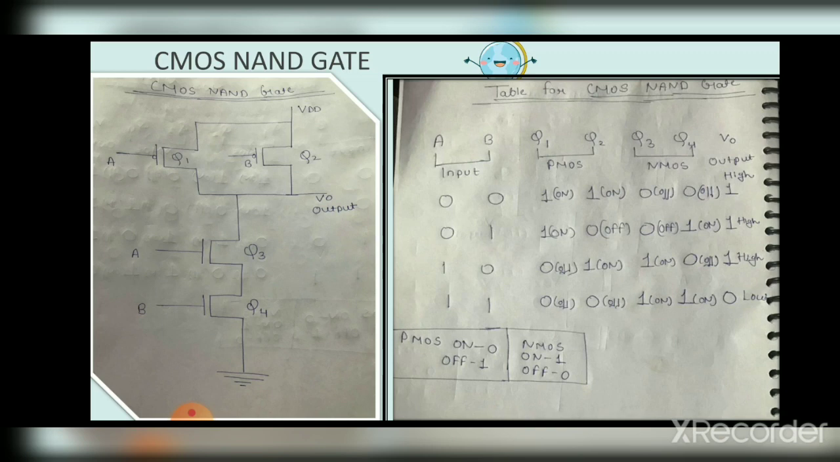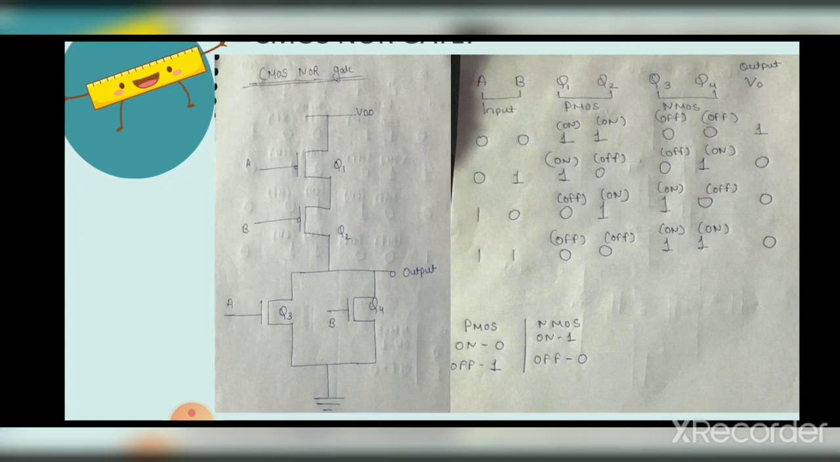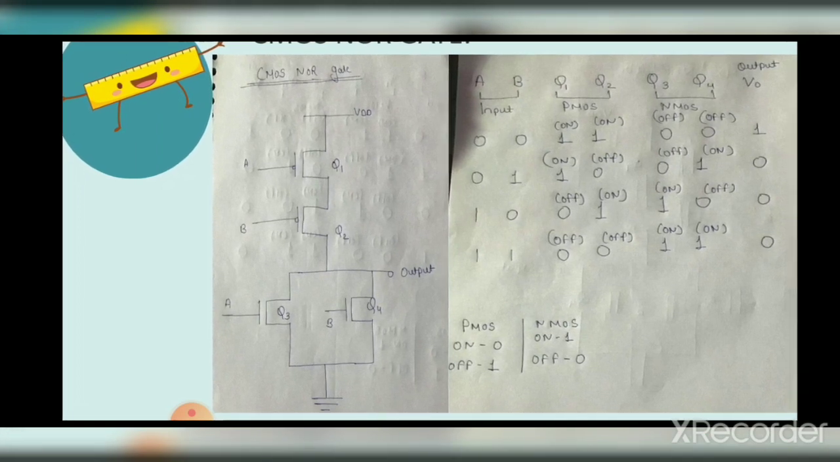Now coming to the CMOS NOR gate, which is also important. You can see the logic diagram of the CMOS NOR gate. Again the PMOS is pull up and NMOS is pull down. We take input combinations again as 0 0, 0 1, 1 0 and 1 1. In a NOR gate, if any input is high, we get low output. If both inputs are low, we get high output. So the NOR gate is implemented by using CMOS in this case.